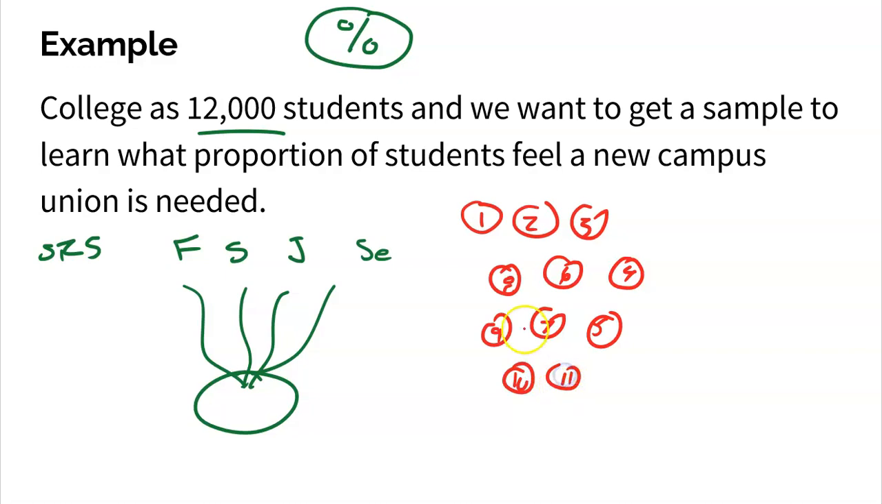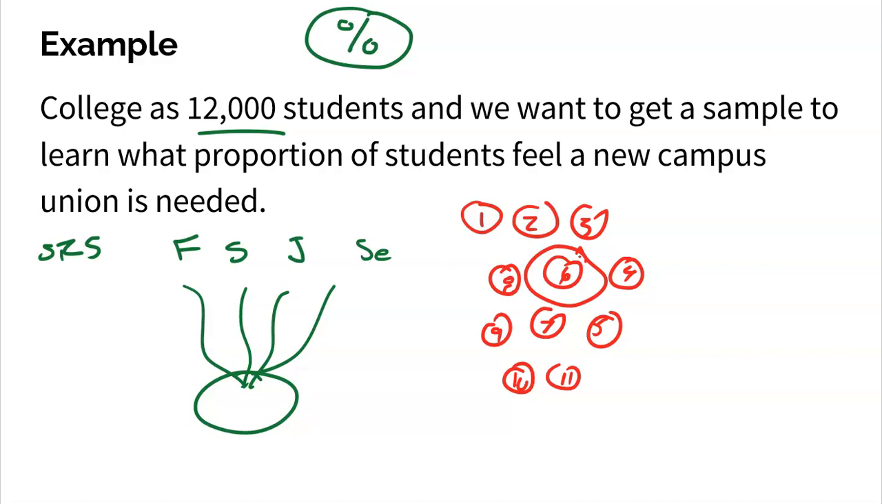I don't even know if I counted all those right. Sorry, I might have forgotten a number. But here's what we do. We label them, and then we use a random number generator to pick one of the dormitories. Hey, congratulations, dormitory 6, you're picked. And everybody in that dormitory becomes our sample.